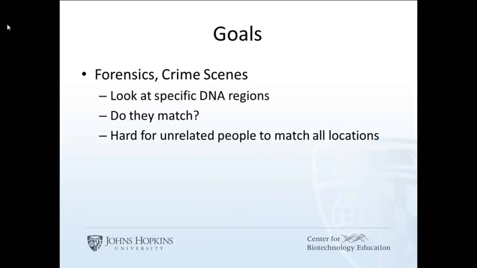What are we attempting to accomplish? The human genome is very large. We have to look at very specific regions of DNA. Those regions are chosen based on variability in the population and the ability to detect that variation. In the United States, most testing is based on 13 regions of DNA. It might not sound like a lot, but it would be very difficult for one individual to match an unrelated person at all 13 locations.